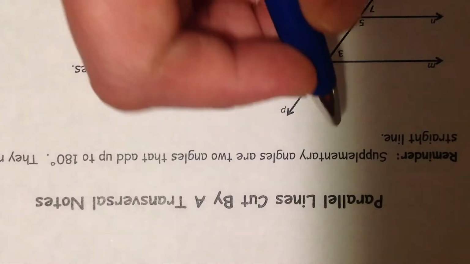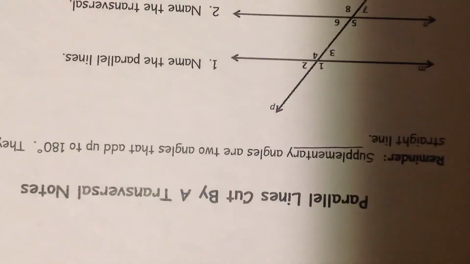Alright, in this video we're going to talk about parallel lines being cut by a transversal, and we're going to talk about the angle relationships and the measures that they share with each other. So one thing to keep in mind as we go through this lesson is what the word supplementary means. Supplementary angles are two angles that add up to 180 degrees. So they make a straight line.